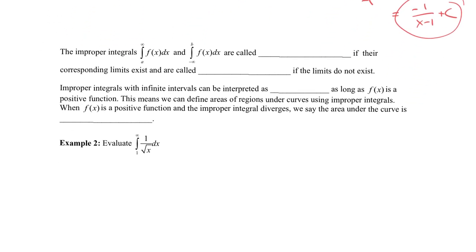Let's see what else we've got here. The improper integrals, like this one and this one, so we've got from a to infinity and from negative infinity to a, are called convergent if their corresponding limits exist. Like the one we just did, the limit exists because we got a number. If it didn't exist, we would get infinity, negative infinity, or in some cases we just get a limit that does not exist. Okay, so when that happens, they are said to be divergent.